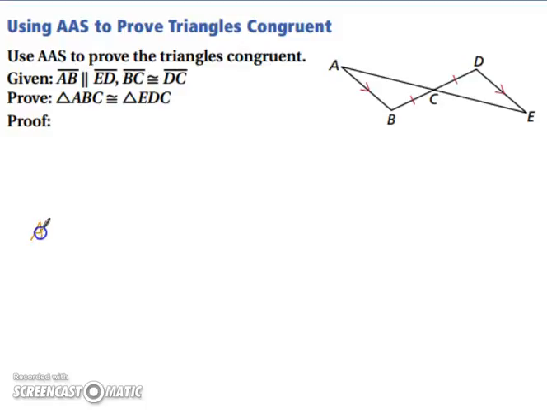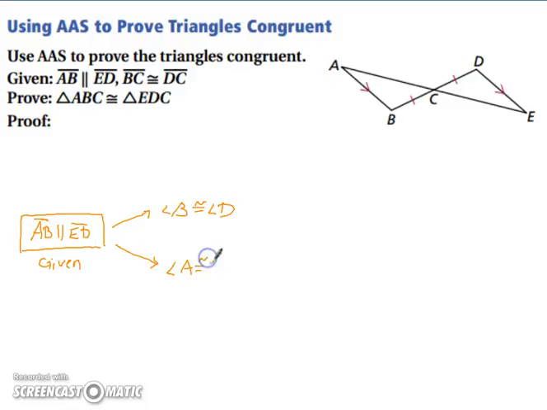So we'll start with the fact that we have AB is parallel to ED. All right, and we know that because it was given. And since they are parallel, that brings us to the fact that we know that angle B is congruent to angle D, and angle A is congruent to angle E. And both of them are using the alternate interior angles theorem.